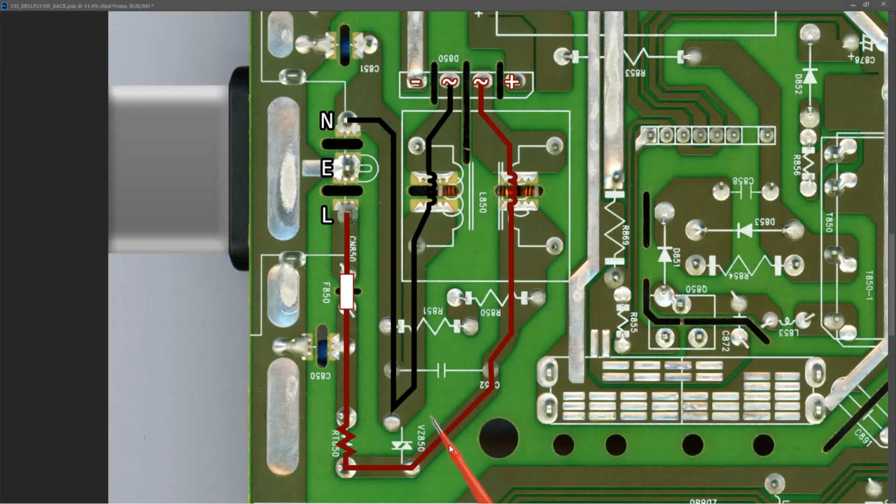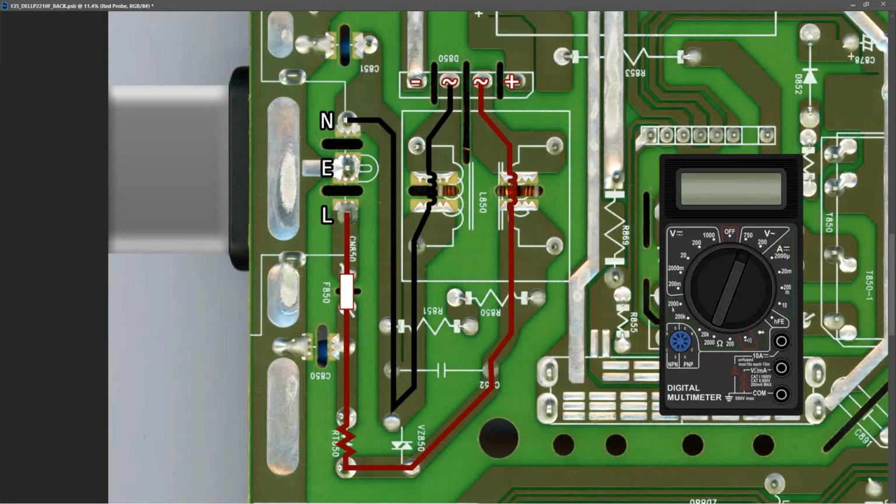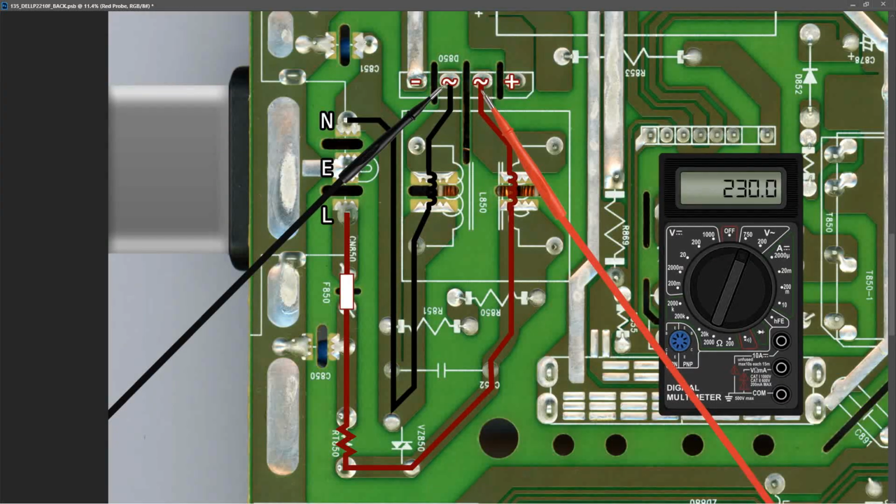But the only real test that we need to carry out to confirm that this whole section is working right here is to confirm that the same 230 that we measure across the live and the neutral pins here is also present at these two center pins of our bridge rectifier right here. So with my multimeter once again measuring for high voltage AC, I place my black probe to one of the center pins of the bridge rectifier, and I place my red probe to the other center pin of the bridge rectifier, and I find that I measure 230 AC.